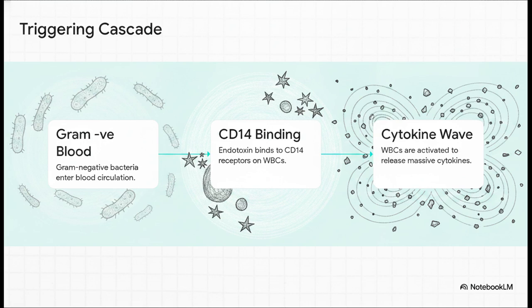Step 1, a gram-negative bacteria enters the blood circulation. Step 2, that endotoxin, the lipid A we were just discussing, binds with CD14 receptors on the patient's white blood cells, specifically the monocytes and lymphocytes. Step 3, this binding activates those white blood cells to release just a massive, overwhelming wave of cytokines.